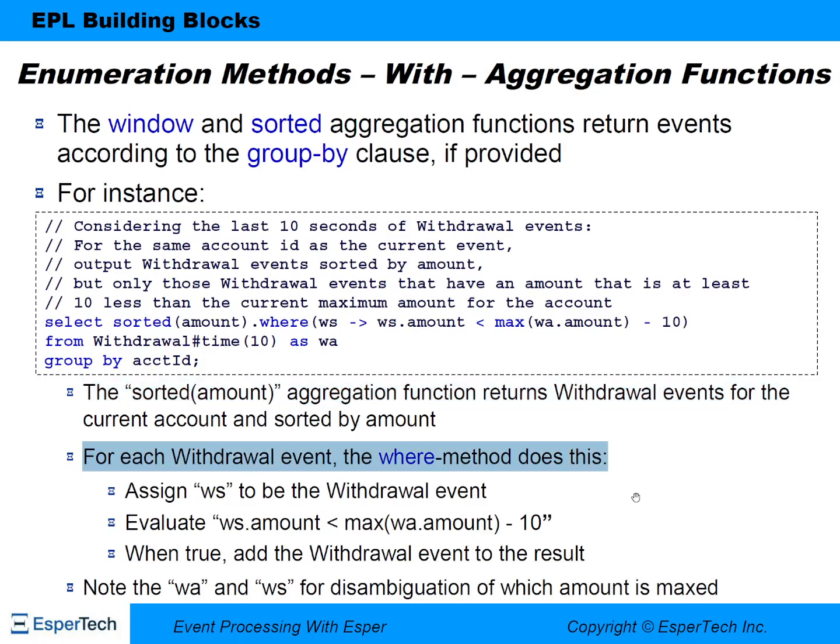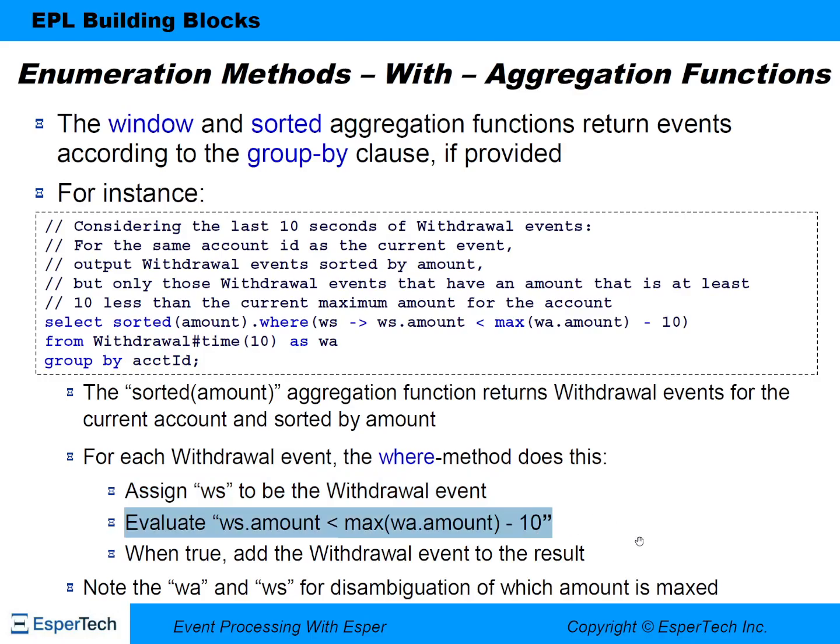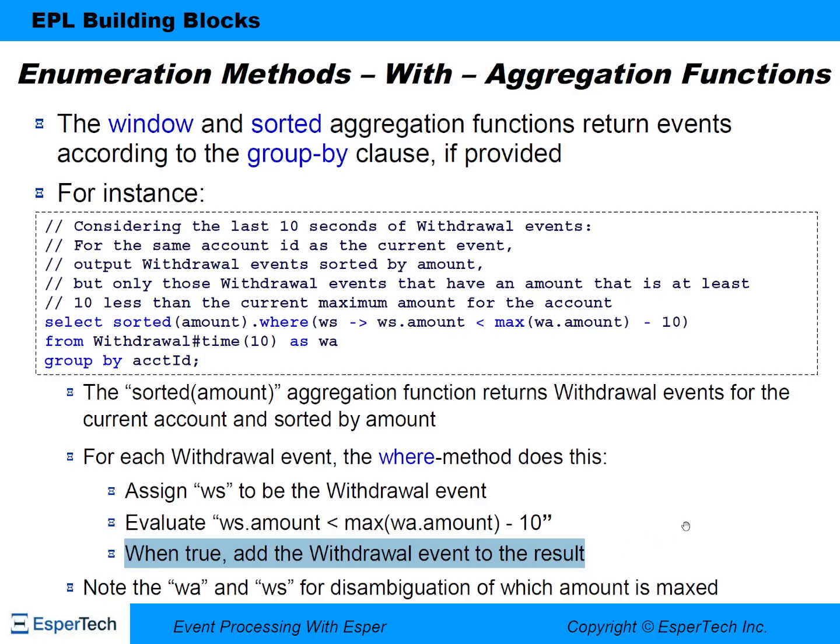For each withdrawal event, the where method does this. Assign WS to be the withdrawal event. Evaluate WS.amount less than max(WA.amount) minus 10. When true, add the withdrawal event to the result. Note the WA and WS for disambiguation of which amount is maxed.